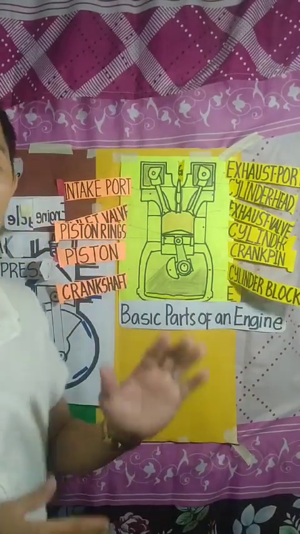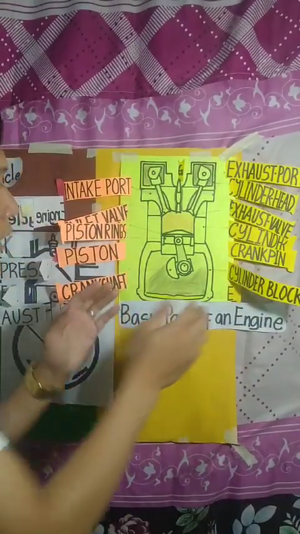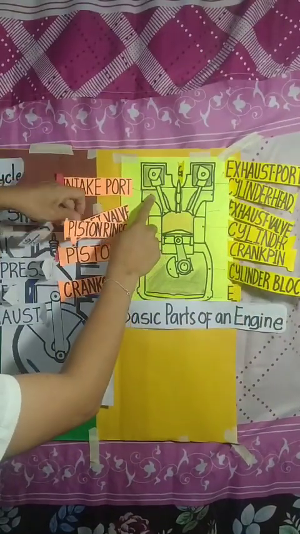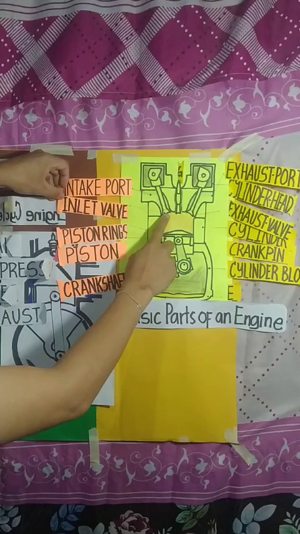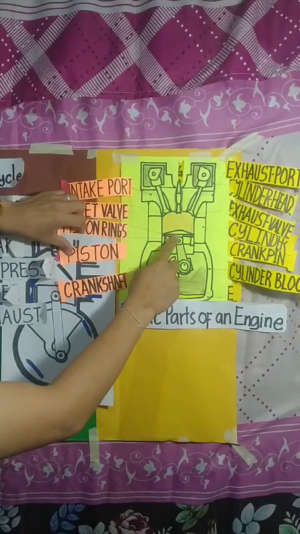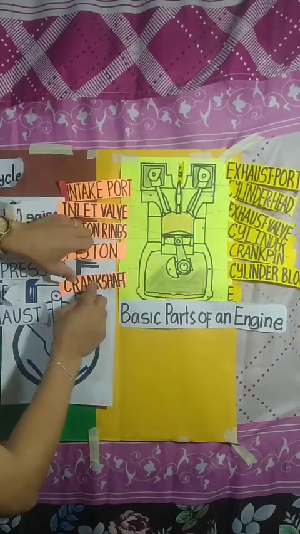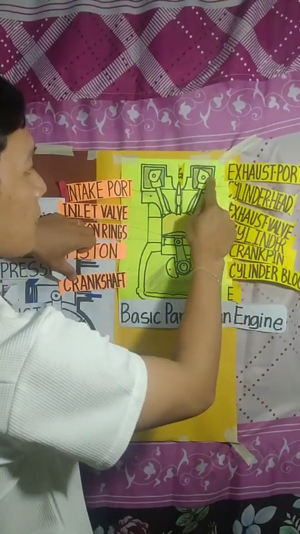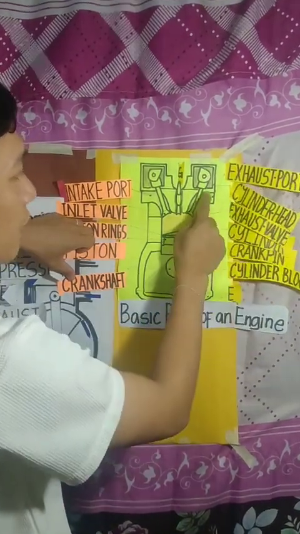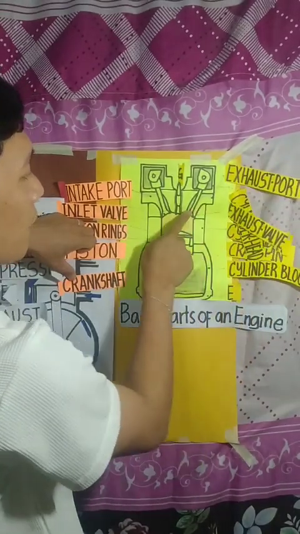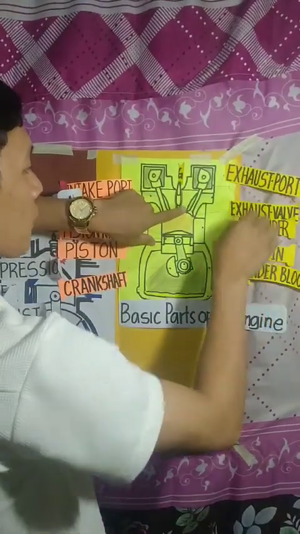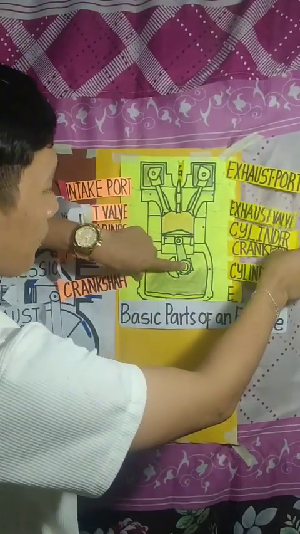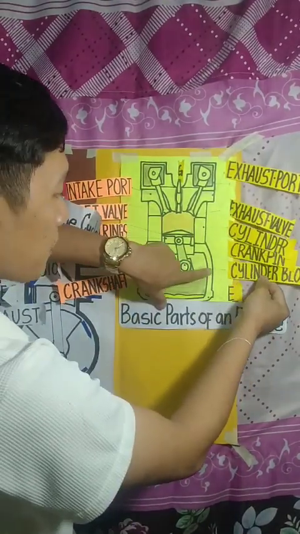Repeat. These are the basic parts of an engine: the intake port, the inlet valve, the piston ring, piston, and the crankshaft, the exhaust valve, the cylinder head, the exhaust valve, the cylinder, the crankpin, and the cylinder block.